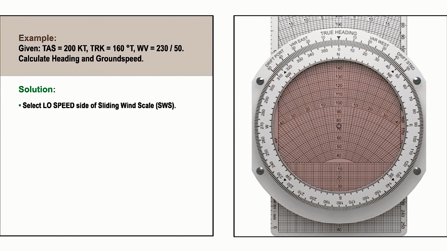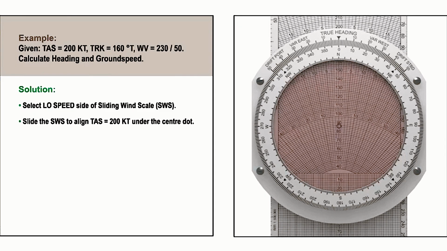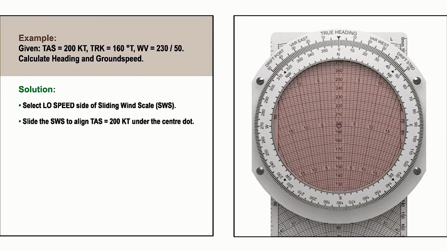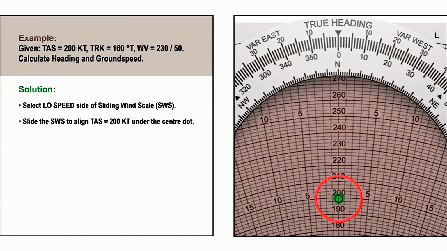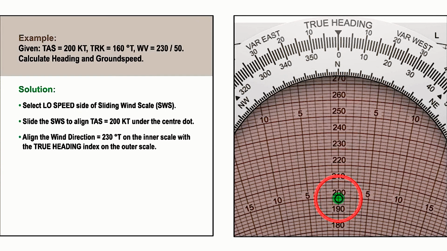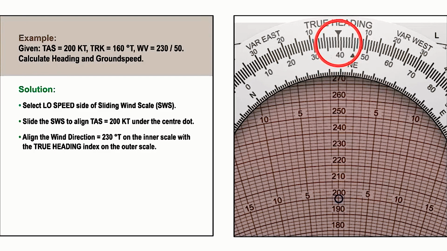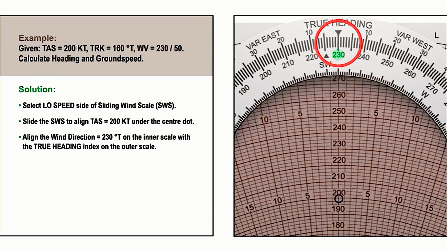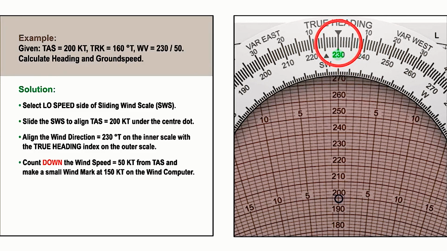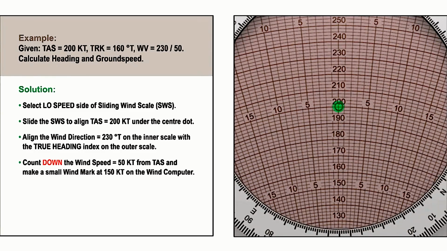Selecting the low speed side of the sliding wind scale, we first put the true airspeed of 200 knots underneath the centre dot. Then align the wind direction of 230 degrees true on the inner scale with the true heading index on the outer scale. Now count down the wind speed of 50 knots below the centre dot and make a small wind mark on the wind computer above 150 knots.